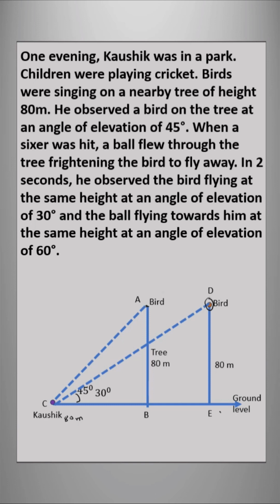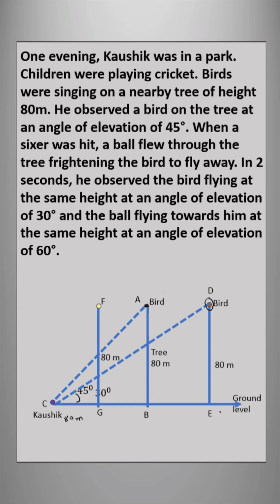And the ball flying towards him at the same height. The ball at the moment is here. This is the ball. After 2 seconds, the ball is here. This is the height of the ball from the ground. This is 80 meter. And the points are F and G. GF is the height of the ball from the ground, that is 80 meter.